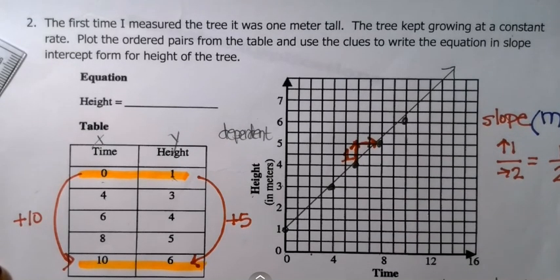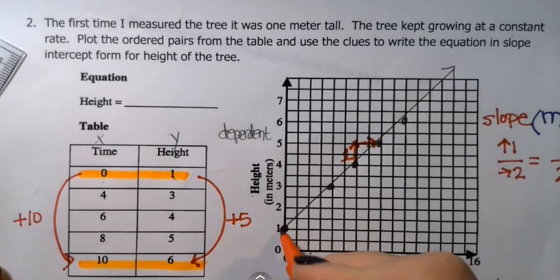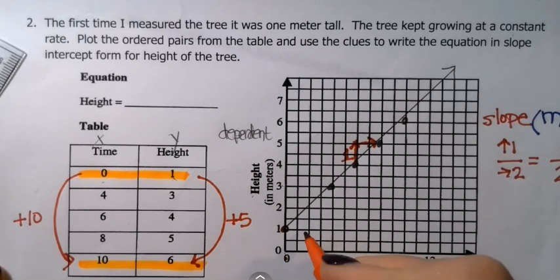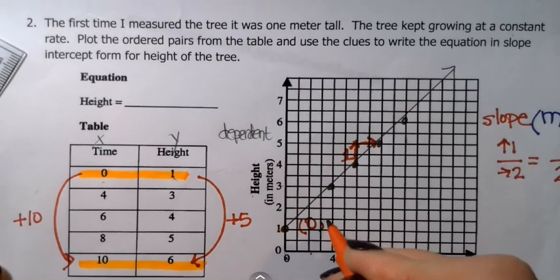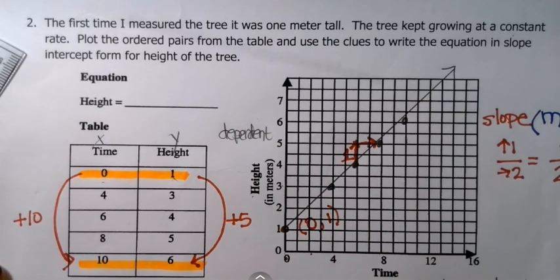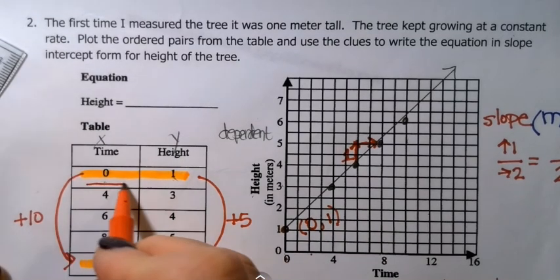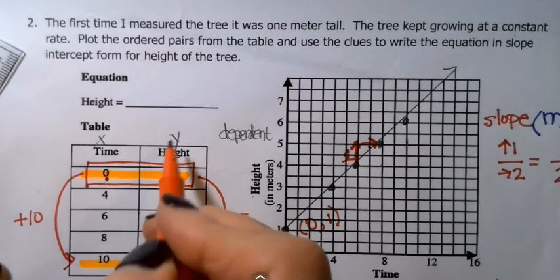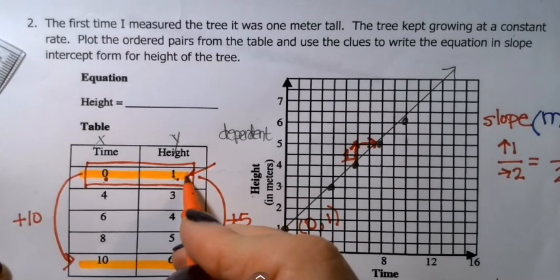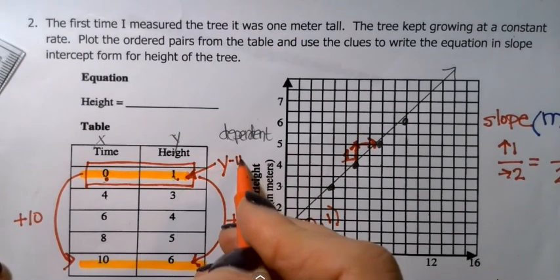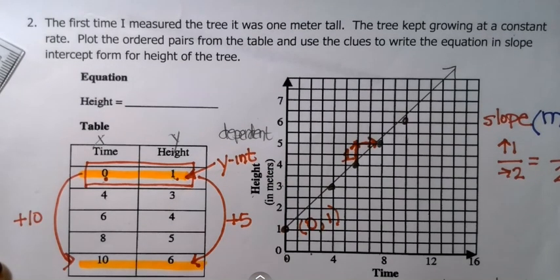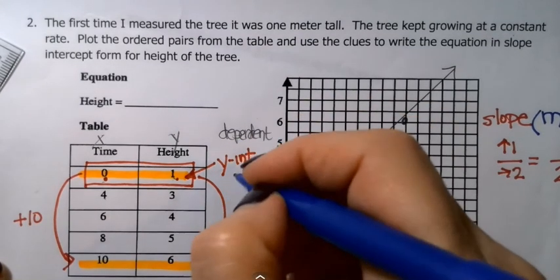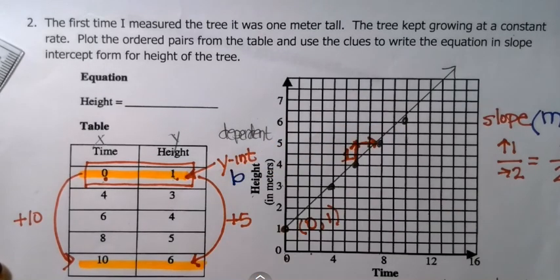Now for my y-intercept, I can look right here. When x is 0, y is 1. So my y-intercept is 0, 1. And you can also see that information right here from your table. When my x is 0, my y is 1. So that point right there, it was given to you as your y-intercept. And your y-intercept, remember, is the letter b.